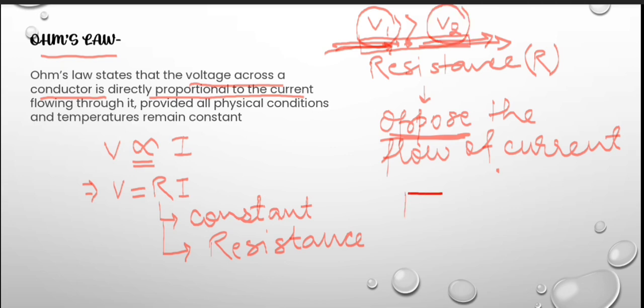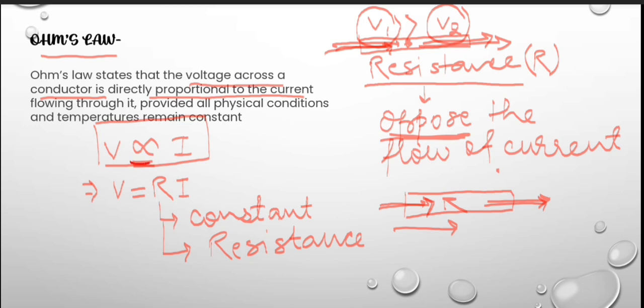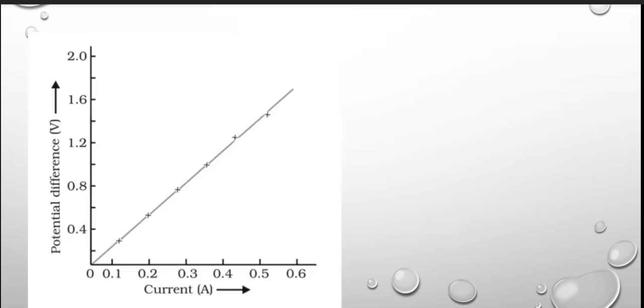Similarly, if we have a conductor with resistance R, then the amount of current entering will definitely come out. The only difference is that the current enters the conductor with a greater speed and comes out with a lower speed, because the conductor has a resistance which is opposing the flow of the current.